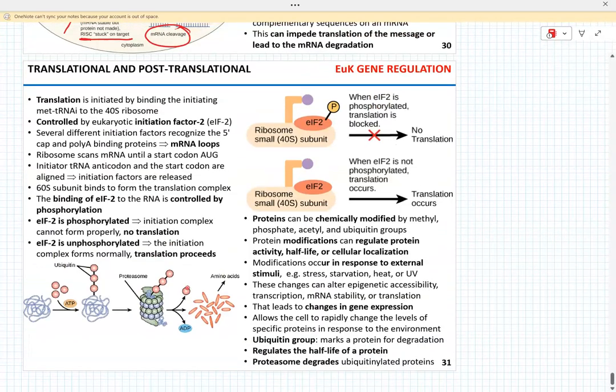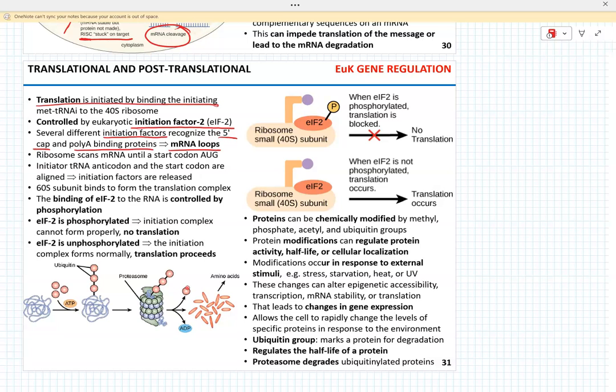Now, what about translational and post-translational modifications? Initiation of translation is controlled by the binding of initiation methionine tRNA to the 40S ribosome and initiation factor 2 together with it, or EIF2. As a matter of fact, several initiation factors can bind to 5' cap or poly A tail. That often results in the looping of mRNA molecules within the eukaryotes.